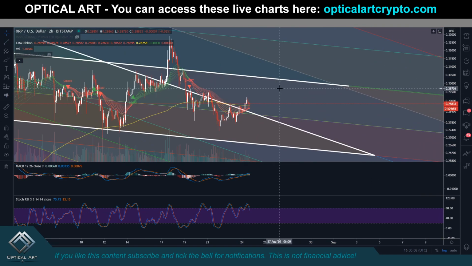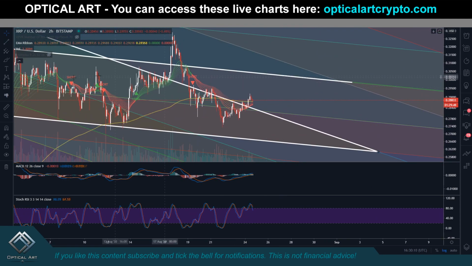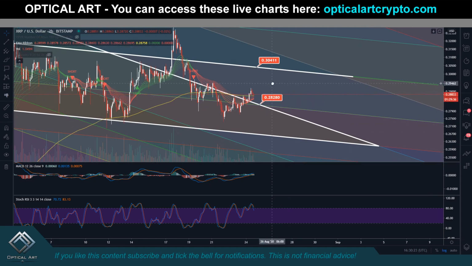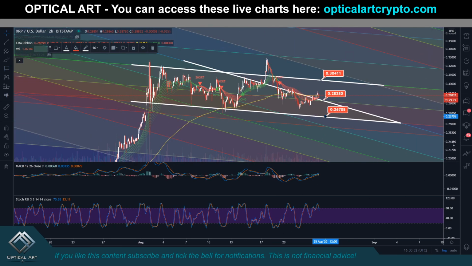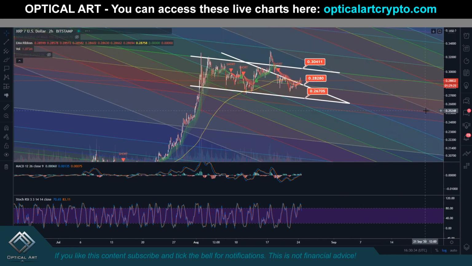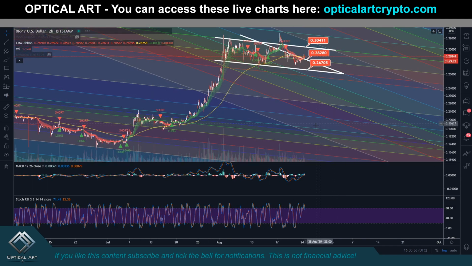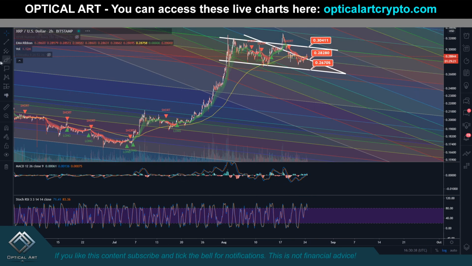So if we push up, your first resistance level for XRP is going to be around 30.4 cents. Your support currently is right here around 28.2 cents. And then you have a lot of support down here at 26.7 or 70 cents. So those are your macro targets. Well, these are your smaller targets. You're looking for a macro target, guys.